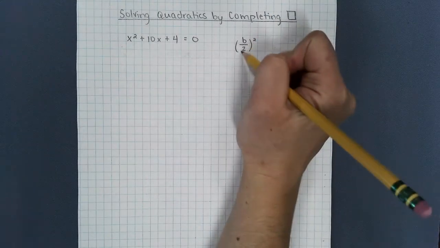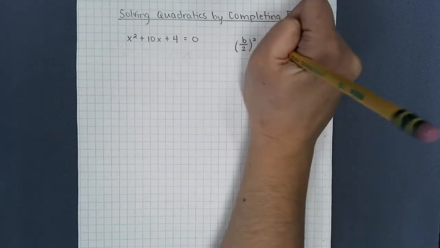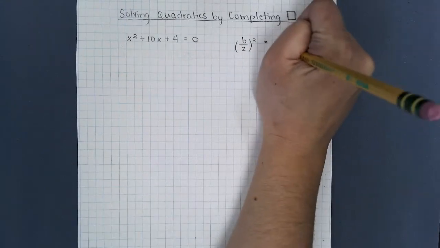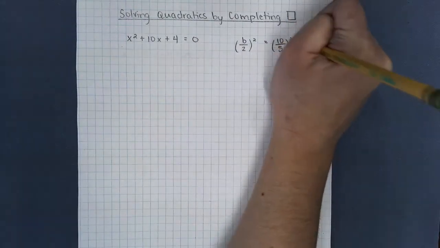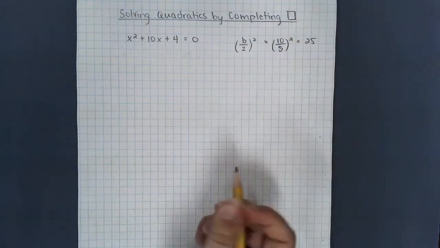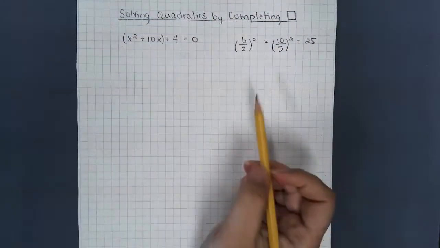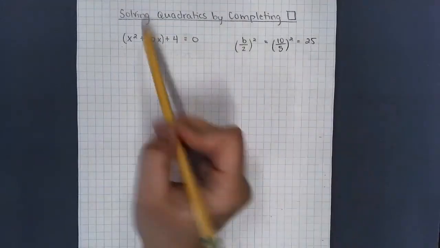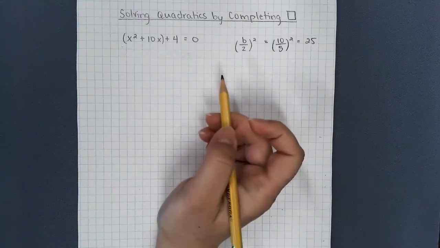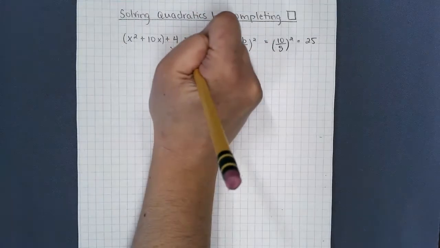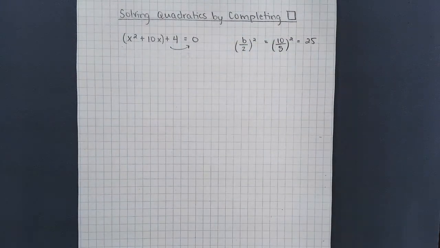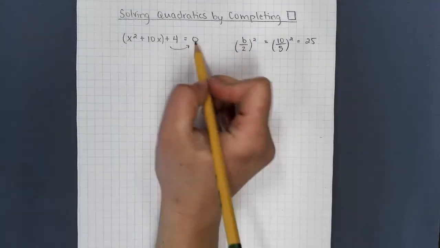So b is 10, divided by 2 is going to give me 5, and 5 squared is going to give me 25. So I'm going to group these first two terms together, and I'm going to stick the plus 25 minus 25 inside. I actually think I'm going to move this positive 4 over to the other side as well so that I can keep things organized. I'll have a nice easily factorable polynomial on the left, and then I'll have my constants on the right.